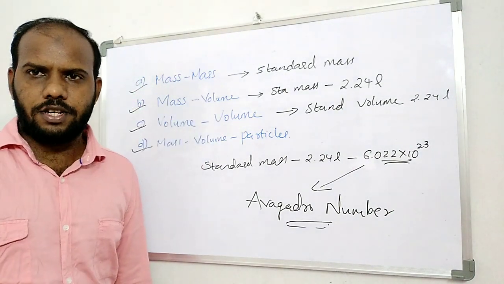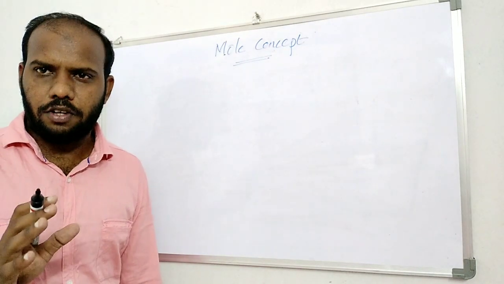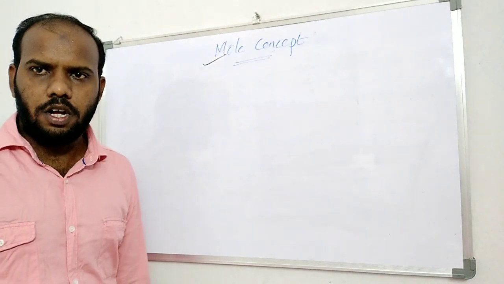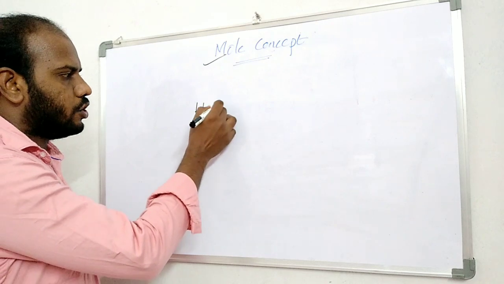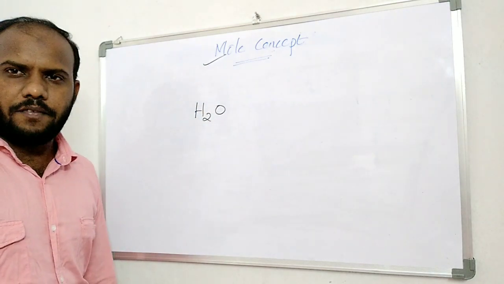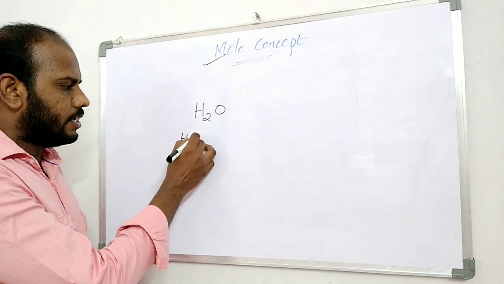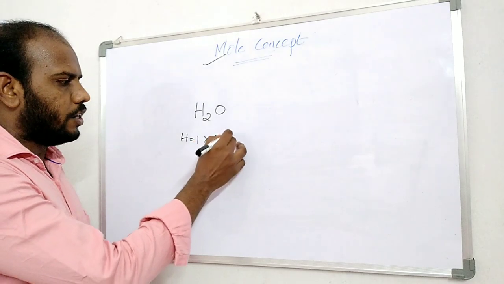Okay, children, understand? To understand the chemical equation problems better, you must understand a topic, the mole concept. For example, we can write H2O, that means water. What is the weight of water and how do we calculate it? We know hydrogen is equal to 1. How many hydrogen are present? 2 hydrogen. So 1 into 2, we know that is 2.